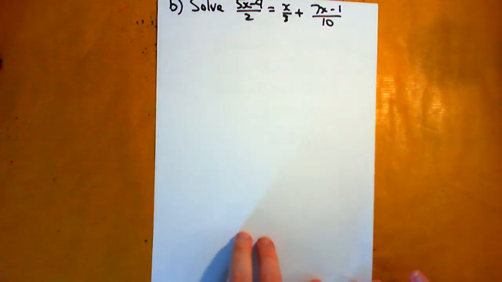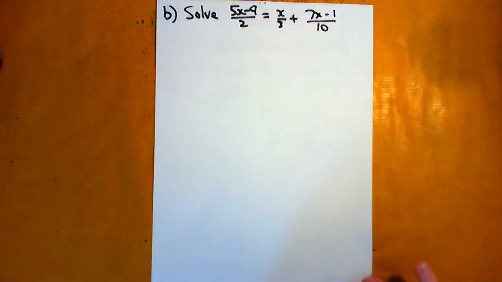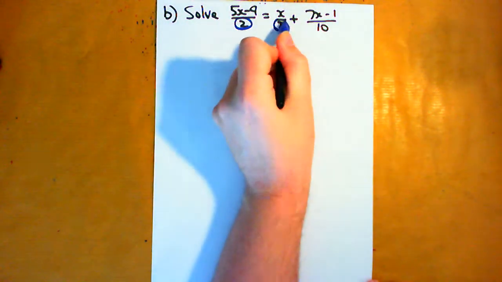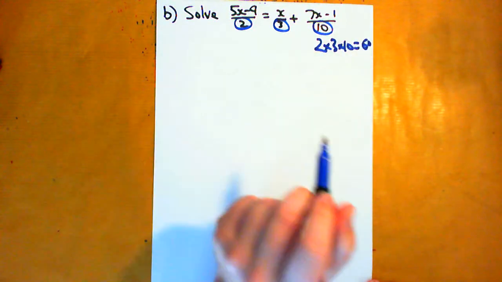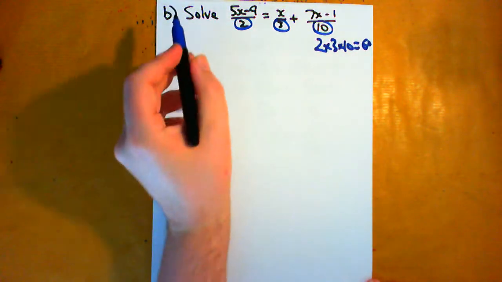Okay, so question B, we have to solve 5x minus 9 over 2 equals x upon 3 plus 7x minus 1 over 10. So this we cannot cross multiply because we have 3 fractions here, not just 2. If you've got 3 fractions or more fractions than 2, then you will need to be a bit more clever. So we will use the same approach that I have used in a few of these other videos. 2 times 3 times 10 is 60. So we'll multiply the whole equation through by 60.